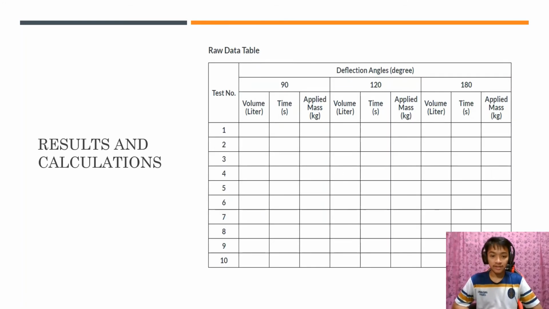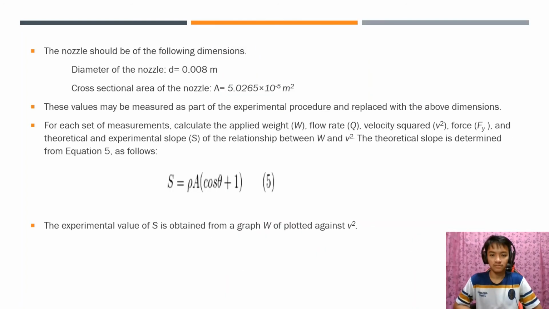Moving on, here is the raw data table to collect the data from the experiment. And please take note that the value of the diameter and cross-sectional area of the nozzle should be 0.008 meter and 5.0265 times 10 to the power of -5 meters squared respectively.